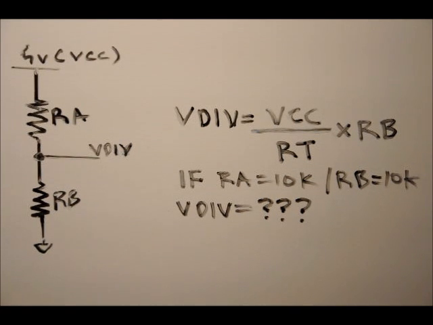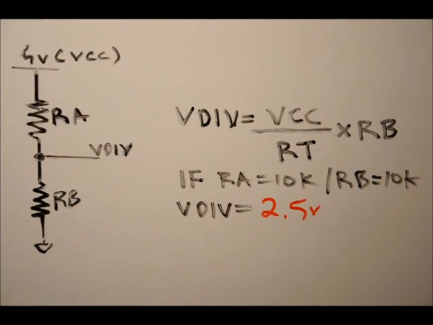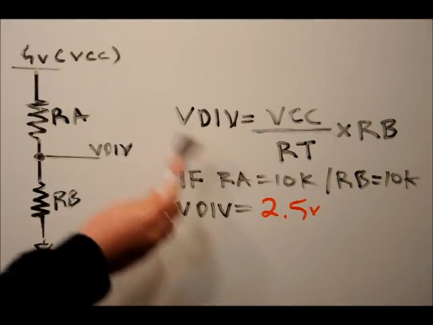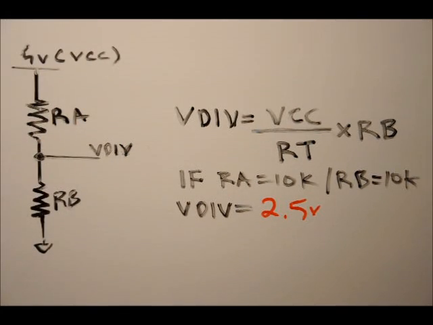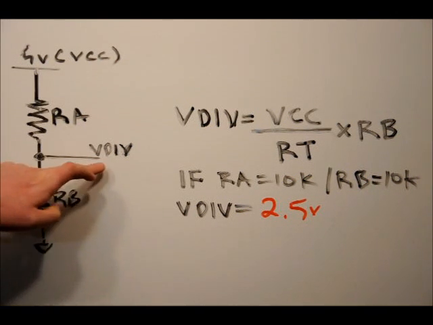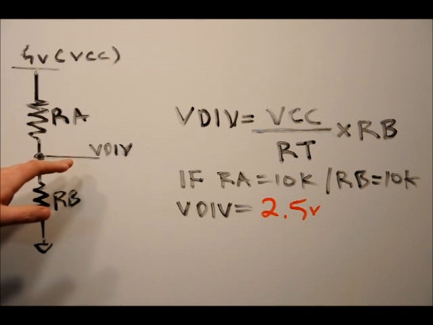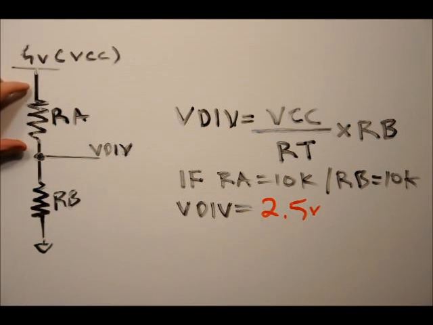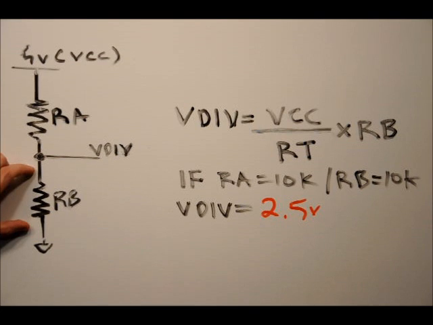So why don't you stop the video for a second, try to calculate it out, and see what we have at our divisor. 2.5 volts should have been your answer. If RA equals RB, it's always half of your VCC. So if we had a VCC of 10 volts, RA was 10K, RB was 10K, our VDiv would be 5 volts, because 5 volts is dropped along RA, 5 volts is dropped along RB. That's in the case of 10 volts being our VCC.